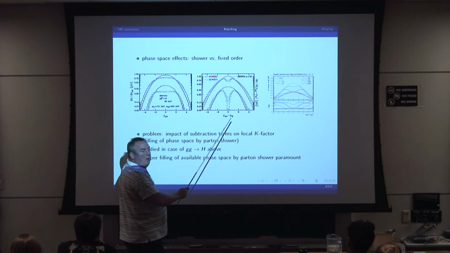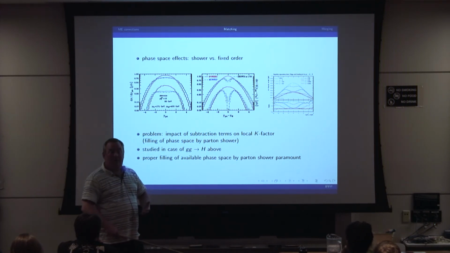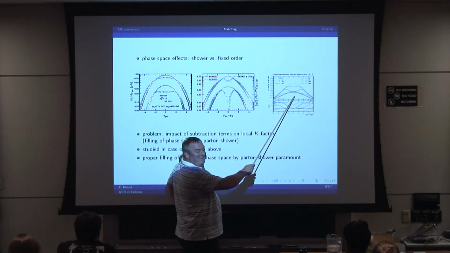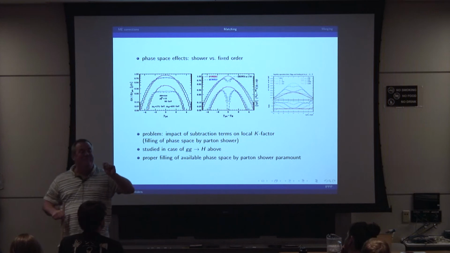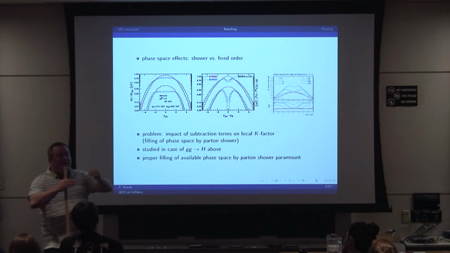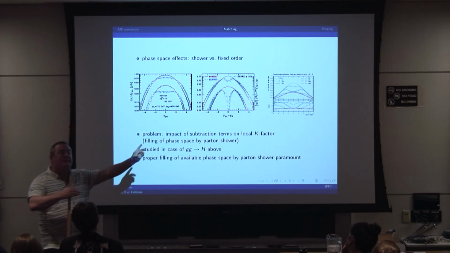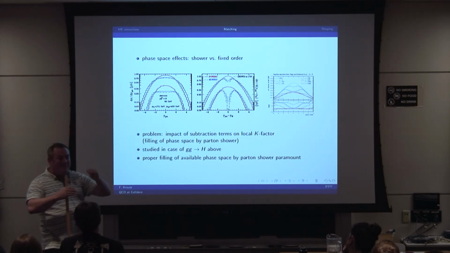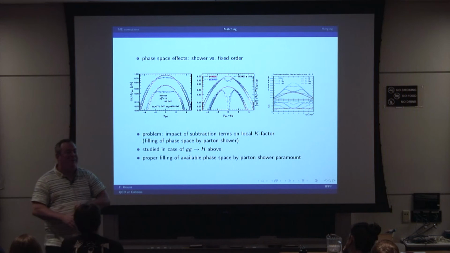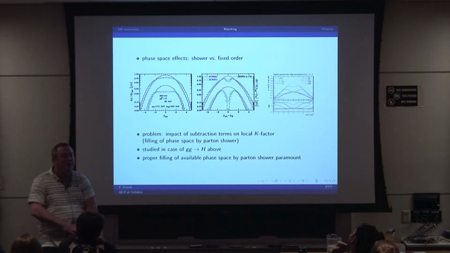This is for an angular ordered shower. We did a dipole shower based on Catani-Seymour subtraction and played with the alpha, and we get exactly the same dip. So it's completely driven by this. You get these structures because, and this is by far the worst observable you can construct, you see the difference between a K factor of 2 or not.